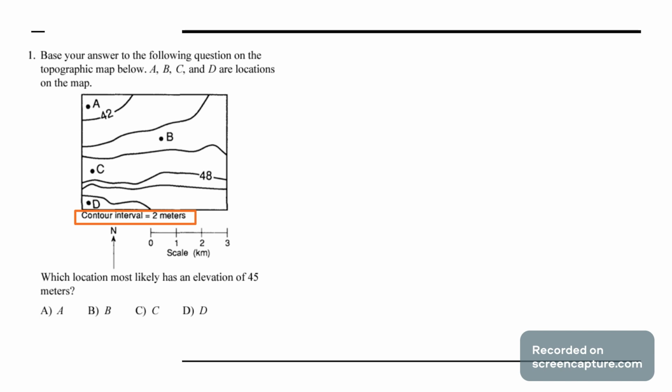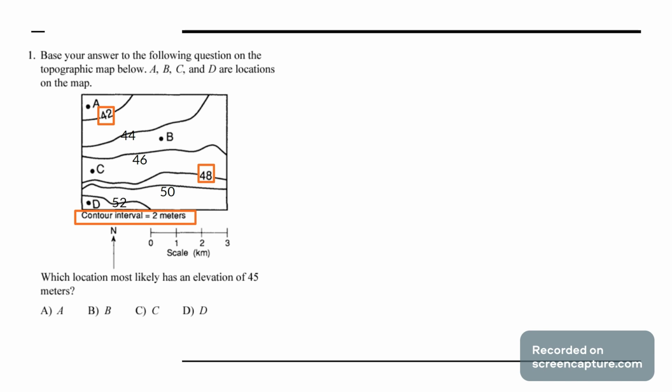We're working with 2 meters, therefore every line is going to be a 2 meter change from the one next to it. The lines given to us, we got 42 and 48. Therefore, if we're going to go up from 42 or down on this paper, it's going to be 44, 46, and then as we work to our next line, it's going to be 48. Moving down the map, we got 50, and then right by D is 52.